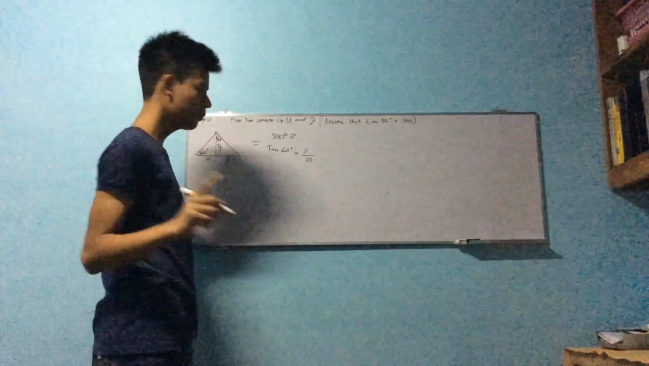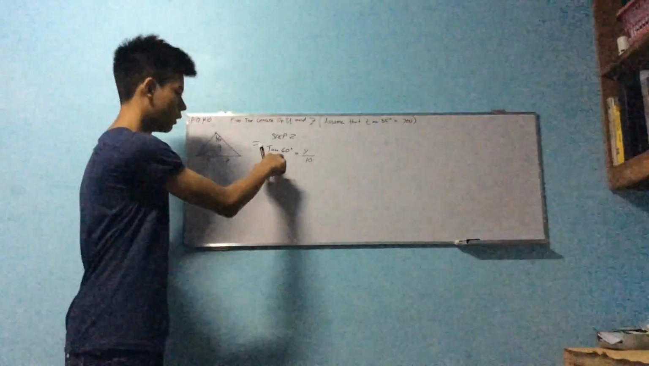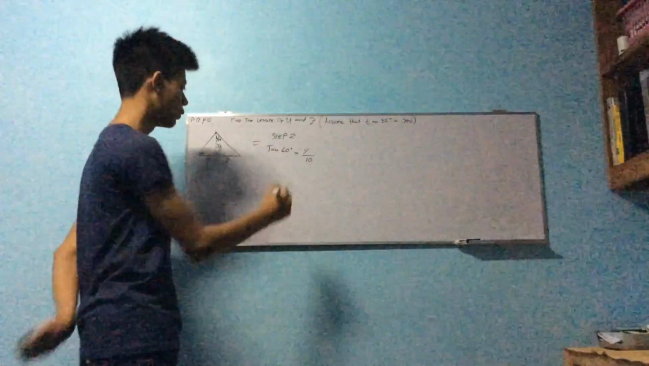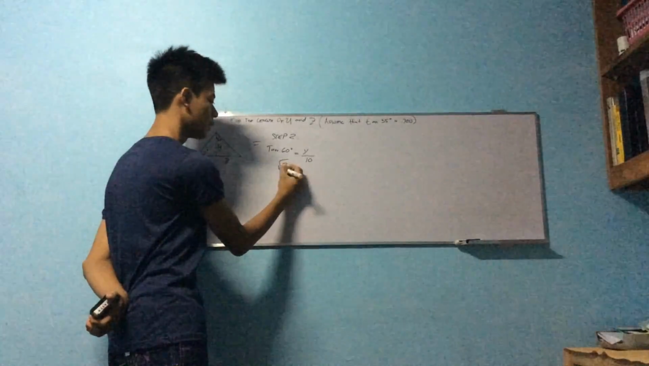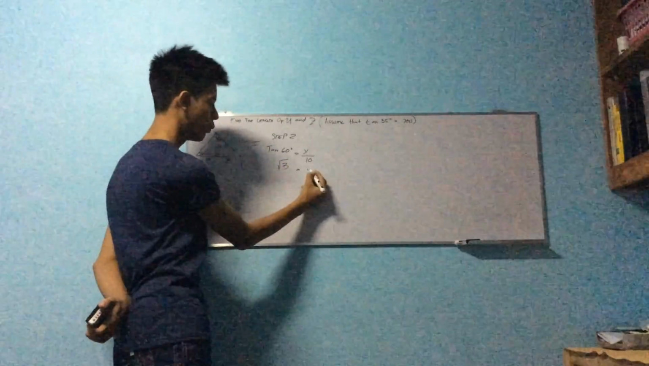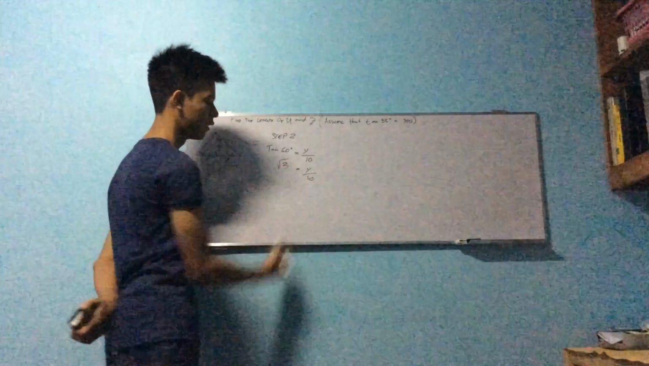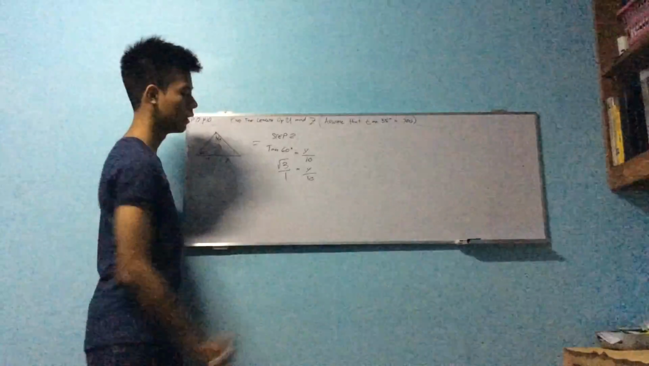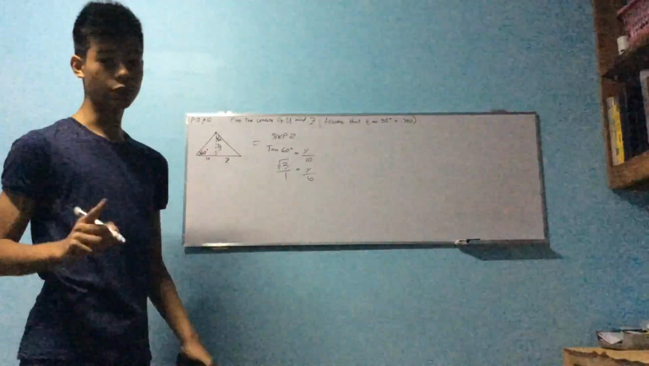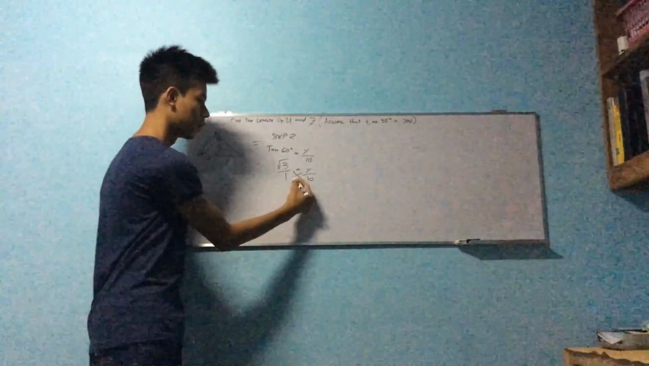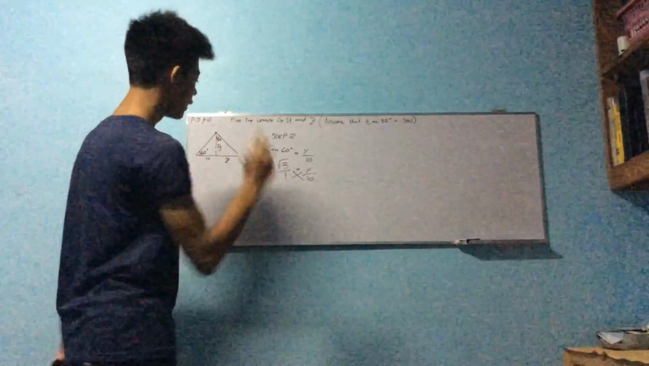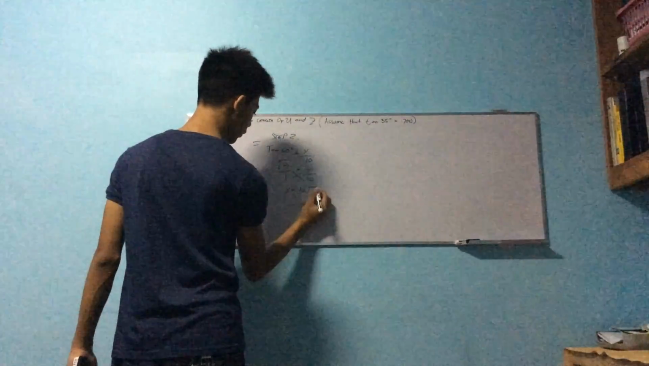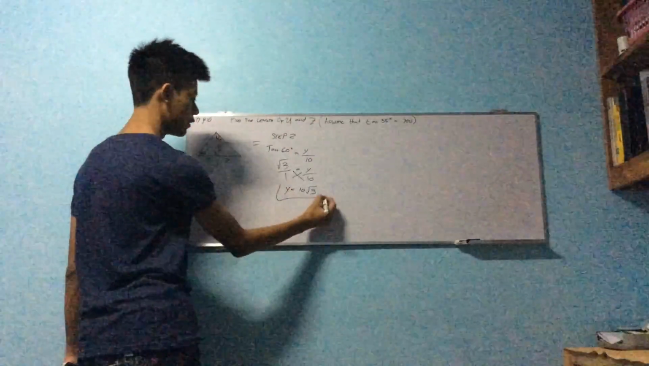Then we will substitute the value of tangent 60, the square root of 3, so the square root of 3 equals y over 10. It is understood that the square root of 3 has a denominator of 1, and now we can cross multiply. This would in return give us y is equal to 10 square root of 3. That's the answer for y.